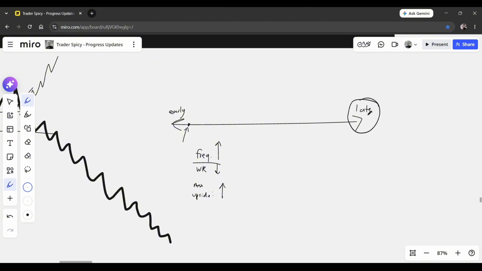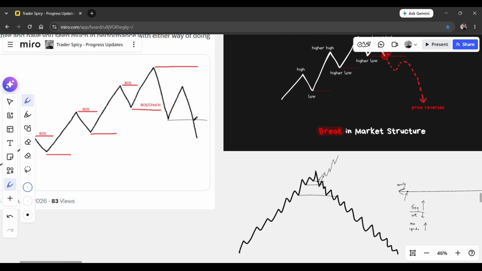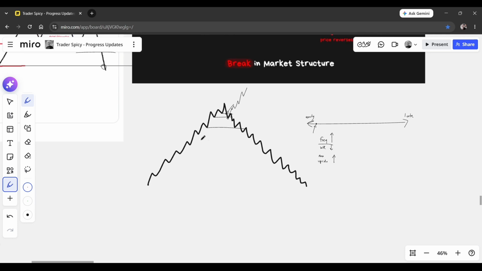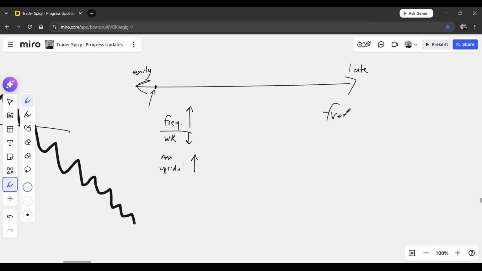If you are entering later, so not on the first one, but maybe on the second or on the third, or even if you're using these prior levels as well, like you're saying, nope, I'm only going to enter on the break of this one, right? So the later you are entering, your frequency, so how many of these trades are you able to catch? Your frequency is going to be lower. Your win rate is going to be higher. And your maximum upside that you can catch is going to be lower.